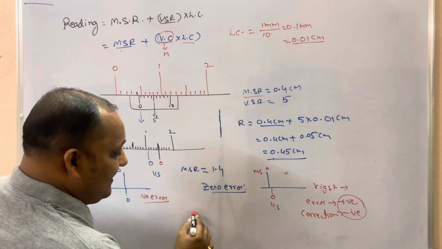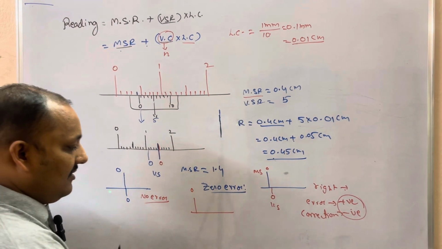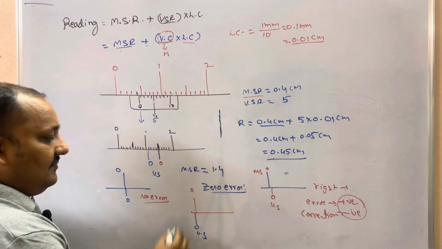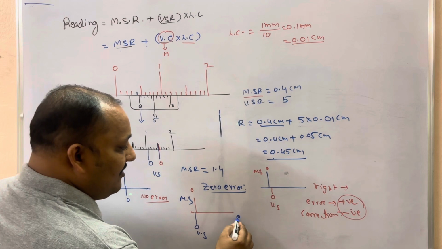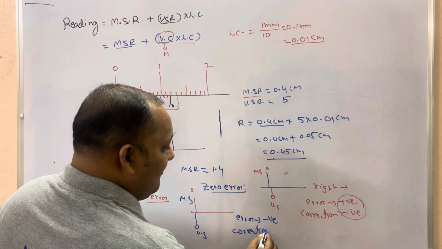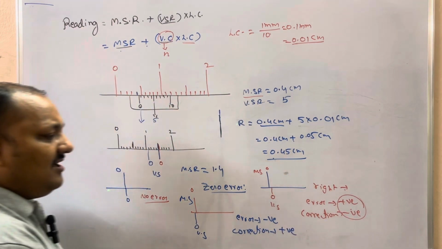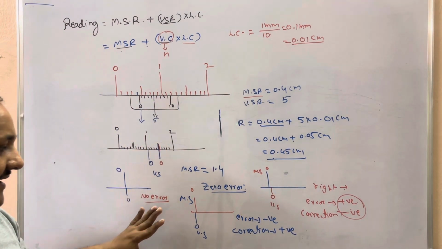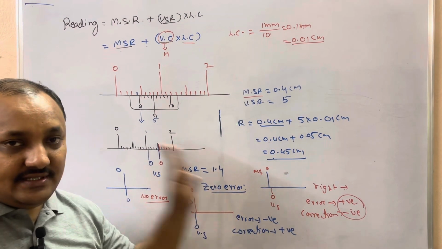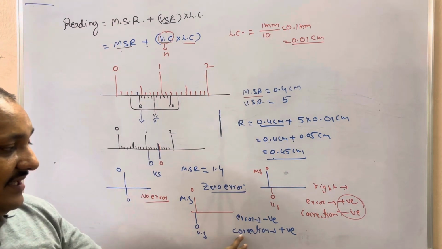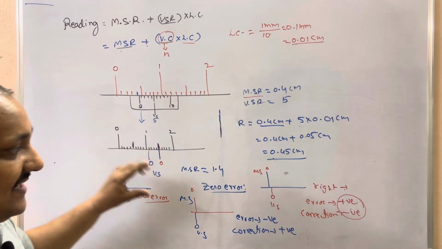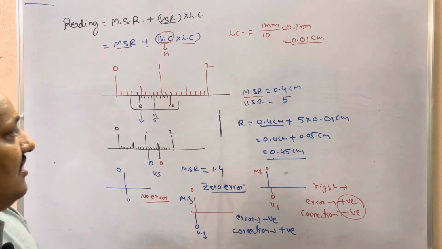If 0 is on the left side, let us say this is 0 on the main scale, this is 0 of the vernier scale, this is the main scale, then error is going to be negative. Whenever error is negative, correction is going to be positive. So 0 exactly coinciding, no error. Whenever 0 is on the left side, error is going to be negative, correction is going to be positive. Whenever 0 is going to be on the right side, whenever the object is not placed, error is positive. So you have to take care about all this.